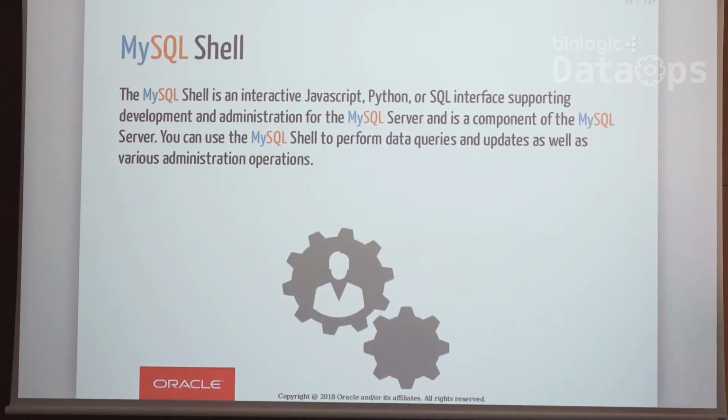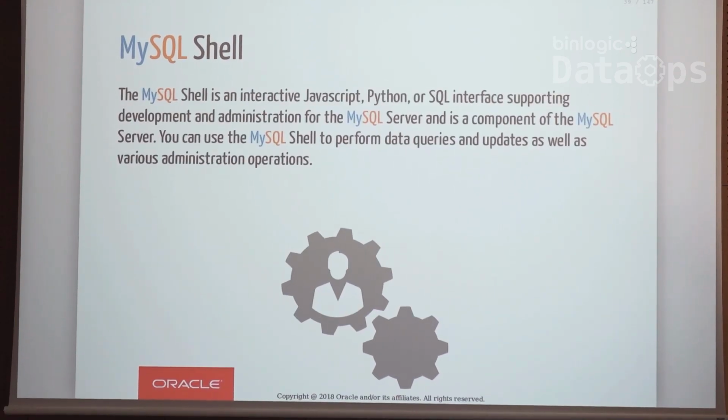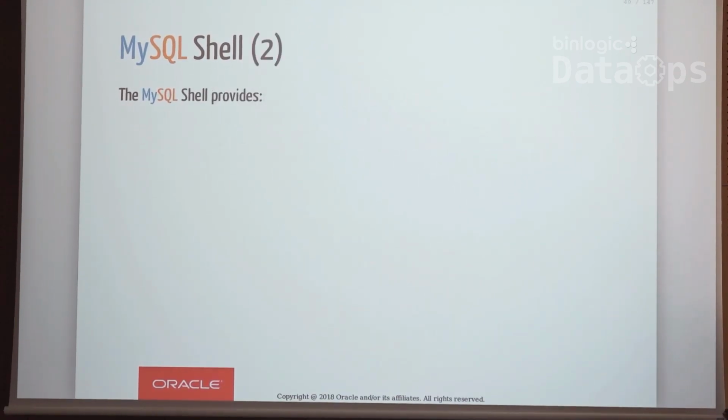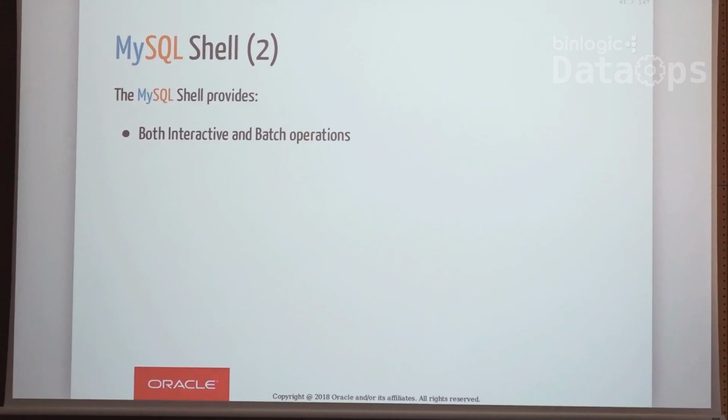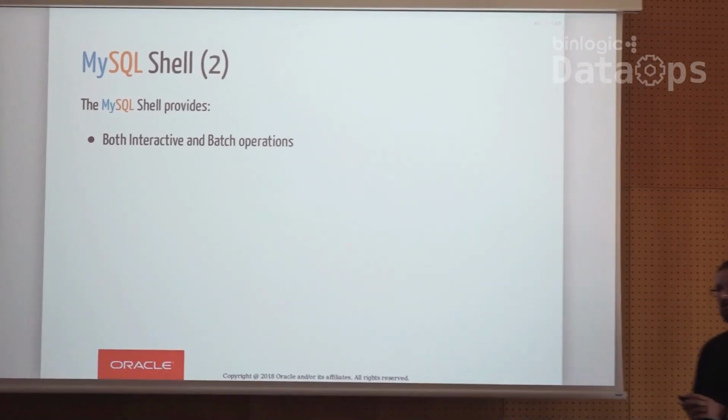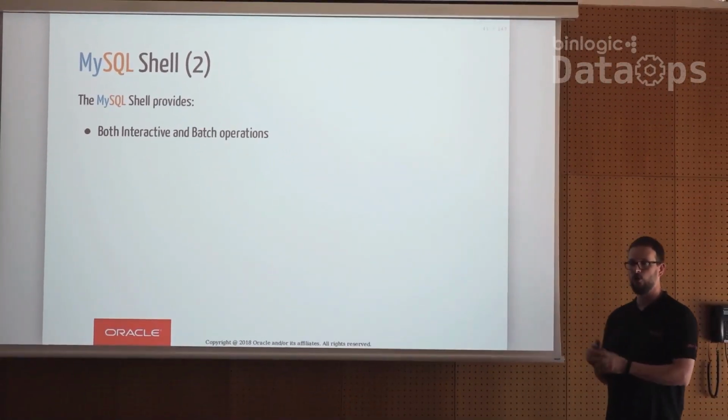Then we have the shell. Not much to say about it. It's JavaScript, Python, and SQL. You can do a lot of stuff with the shell. I showed yesterday, if you were here, CRUD operations also to do NoSQL. And we have the admin interface, so you can do both interactive and batch operations. There are some examples on my GitHub about how to write Puppet recipes, Puppet modules using the shell.